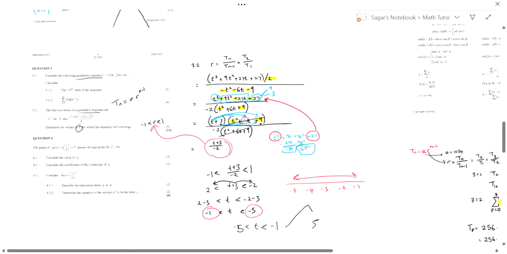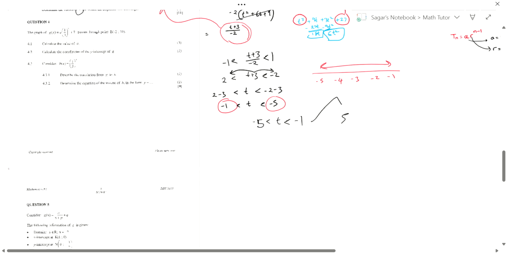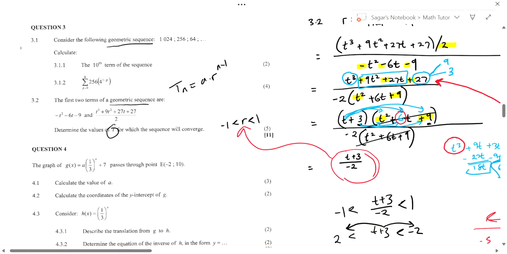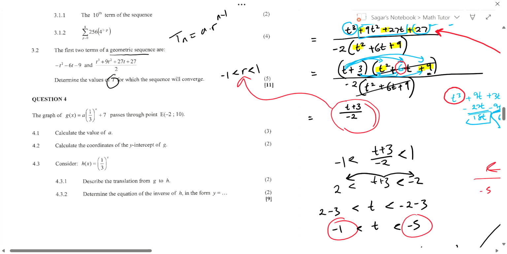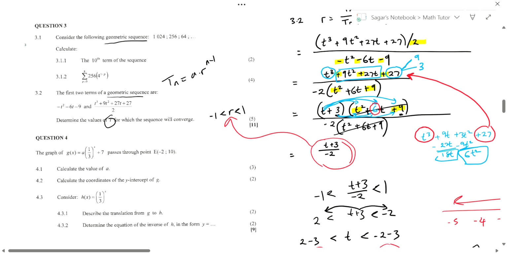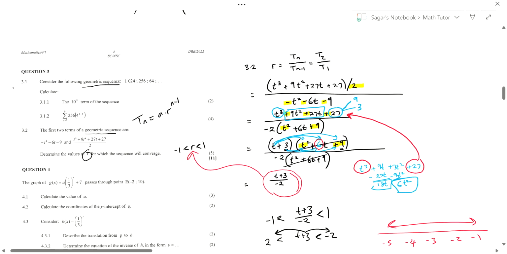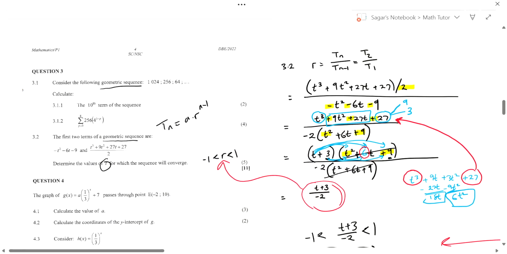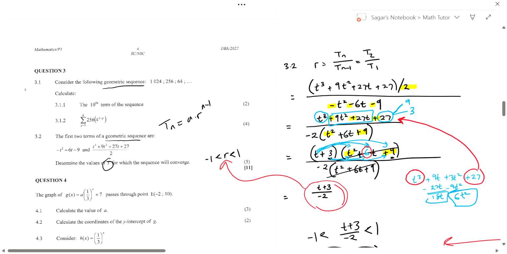Right, in the next video we will work through question 4. That's some exponential stuff. But the important thing here is question 3.1.2. That really needed some manipulation and understanding of the concept. And also question 3.2 just needed some grade 10 maths to simplify this expression.